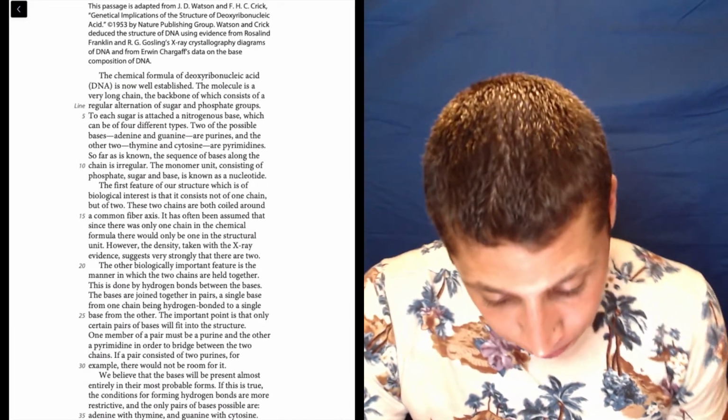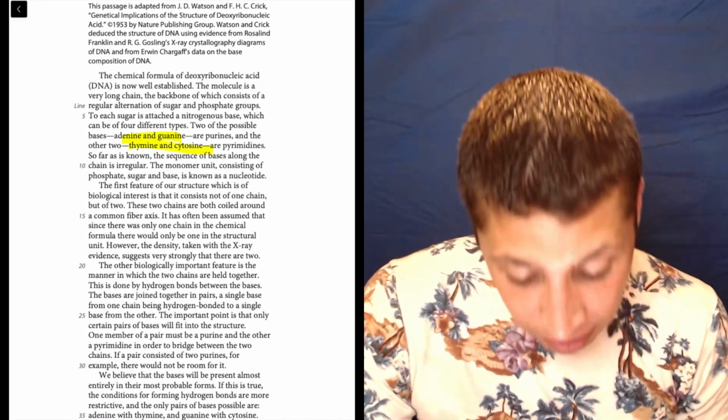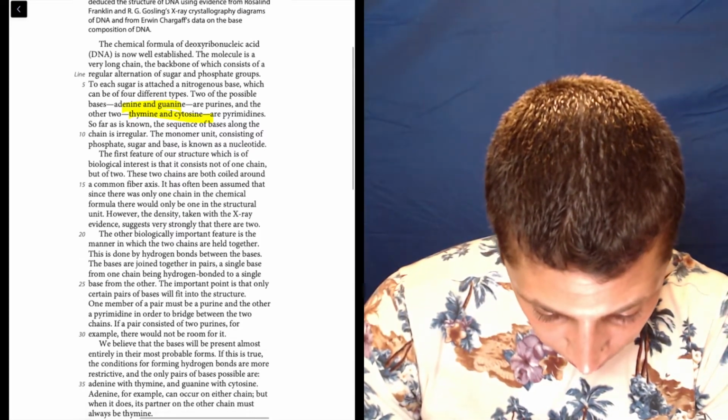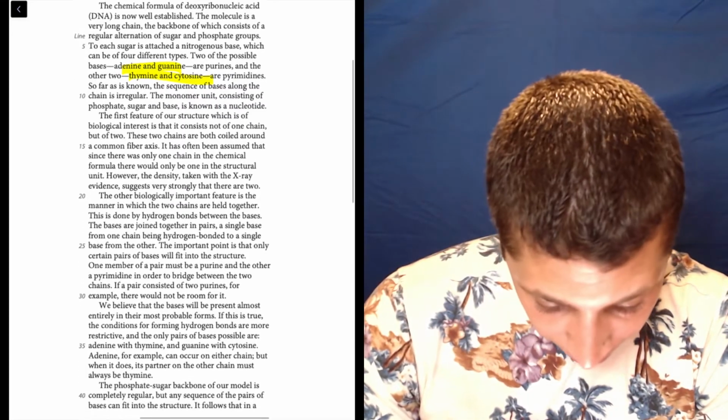Okay, so let's take a look. We see them right here, right away. Adenine, guanine are purines. Thymine and cytosine are pyrimidines. Okay, so that seems important. Keep going. It doesn't look like a pairing, I guess.